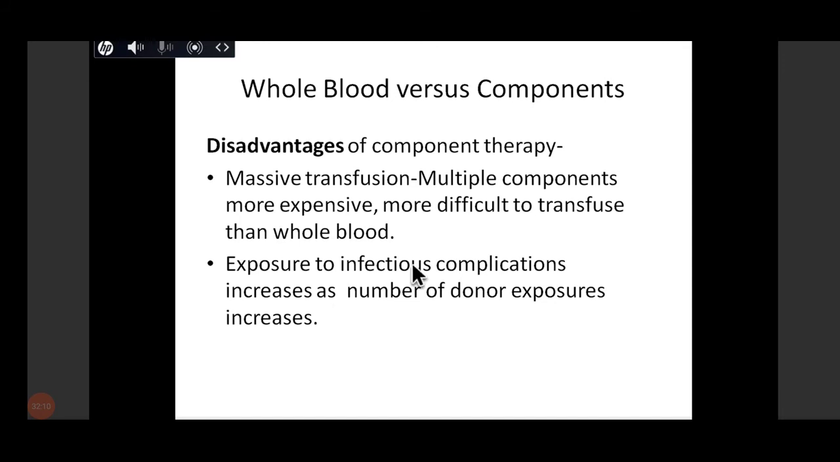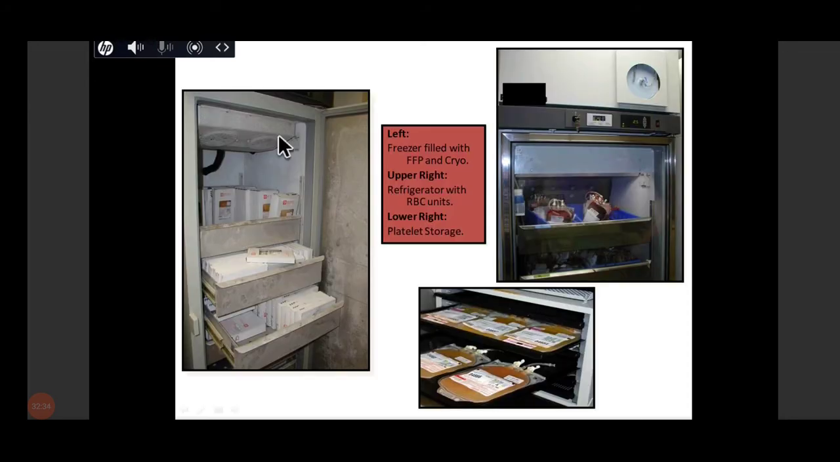What is the disadvantage? Massive transfusion of multiple components is more expensive and more difficult to transfuse than whole blood, and you need all these equipments to segregate for the storage also. Exposure to infectious complications increases, as the number of donor exposures increases, because we're taking from different donors and then transfusing it to the patient.